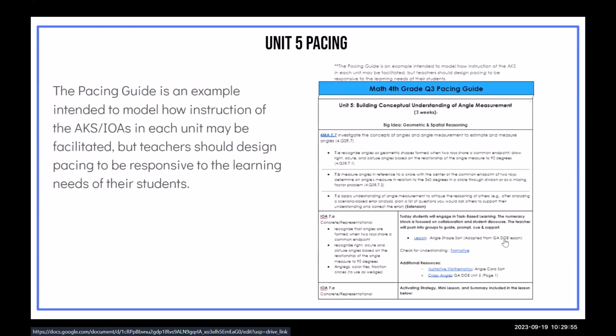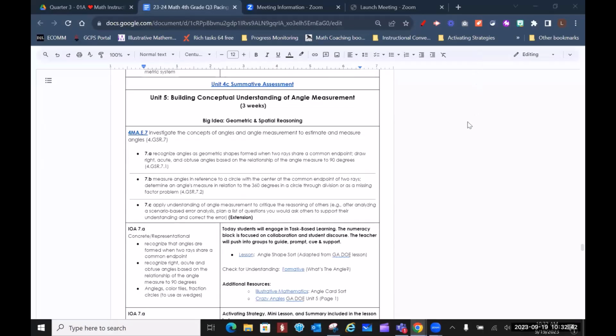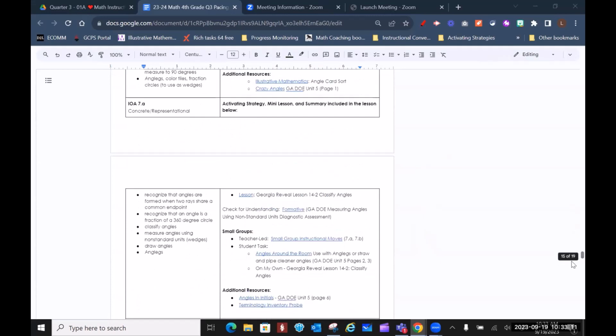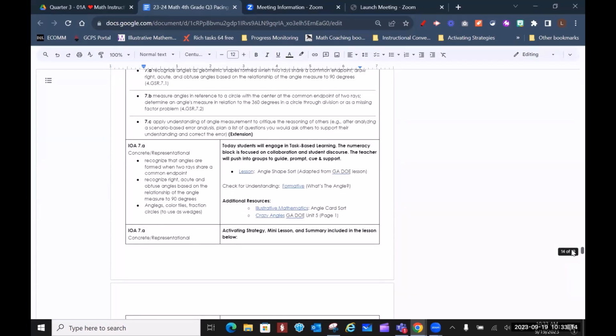So now let's look at our pacing guide. The suggested length for Unit 5 is 3 weeks. Unit 5 focuses on AKS 4MAE7, investigate the concept of angles and angle measurement to estimate and measure angles. So let's start by looking at our first day here for 7A.